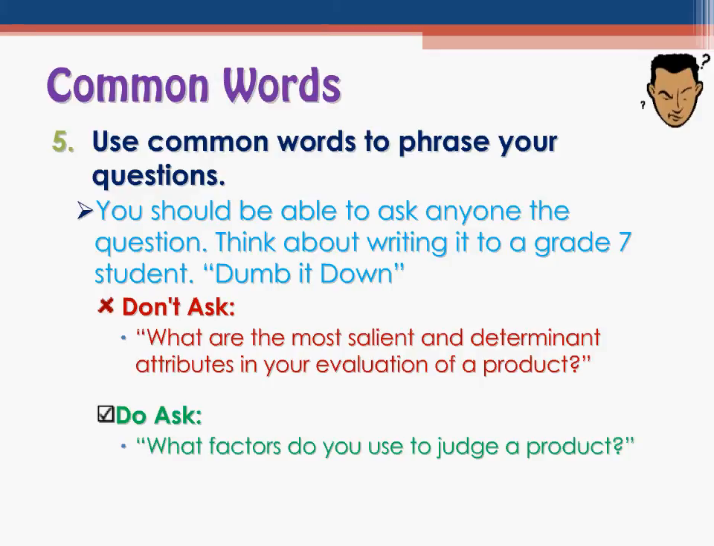Tip 5. Use common words. Dumb it down. I know that seems harsh, but it's true. You should try to write your survey as if you're writing to a grade 7 student. So don't use words such as, what are the most salient and determinant attributes in evaluation of a product? It's a little bit too complex of words. Use common words such as, what factors do you use to judge a product? Much simpler, much more understandable.